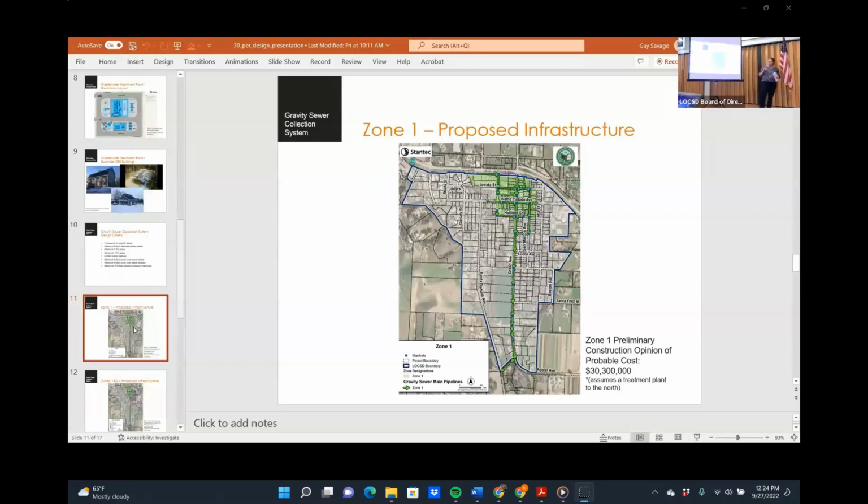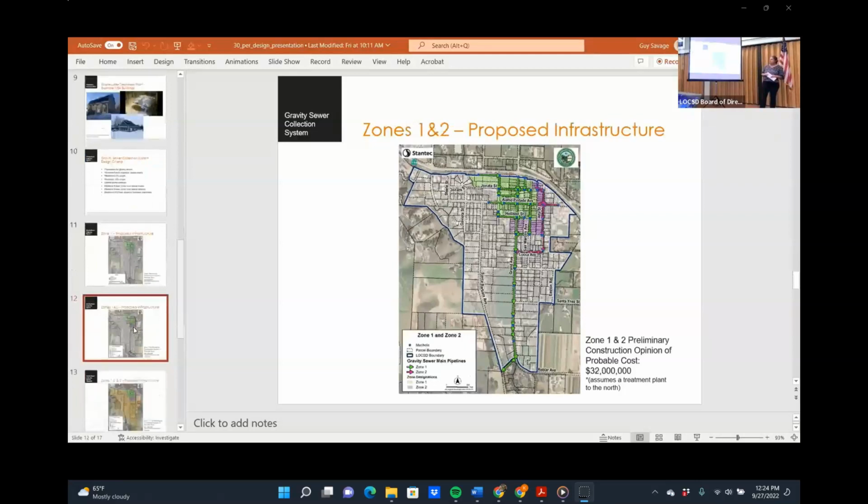And the construction costs right now are $30 million for that. And that would be the treatment plant and the collection system. And it's not cheap. And if you got that price a few years ago, it would be less. Prices have soared, and that's unfortunate where we are right now in pricing.